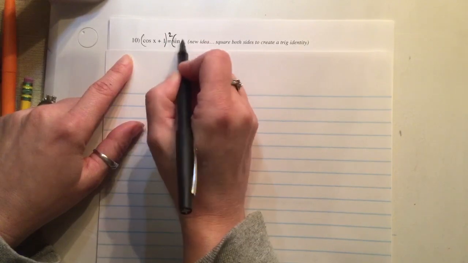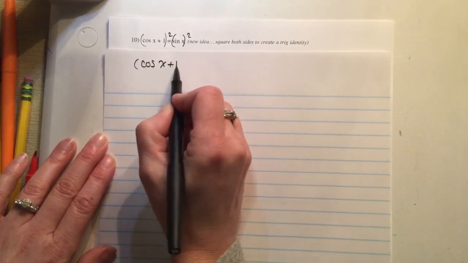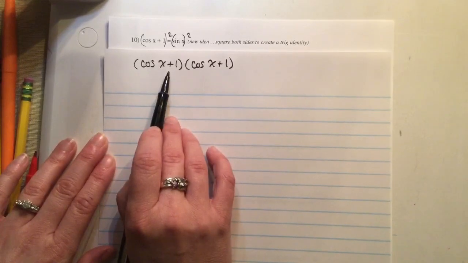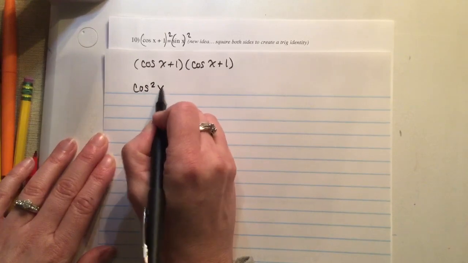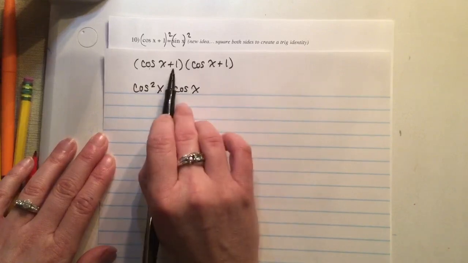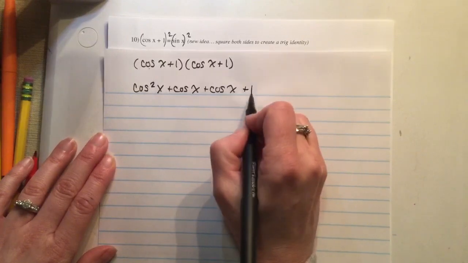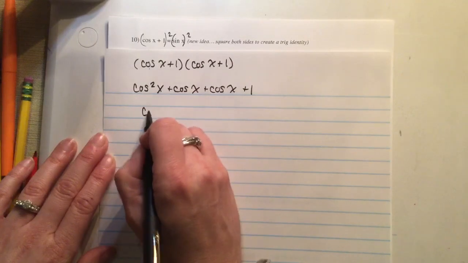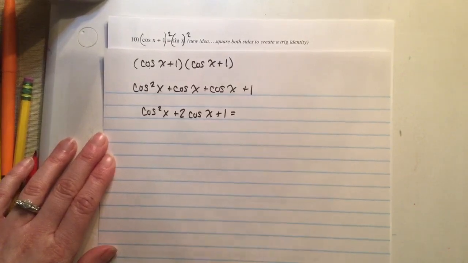So if I square both sides, yes, I am going to have to FOIL this, okay? Cosine of x plus 1, cosine of x plus 1, because I squared a binomial, meaning now I have it twice. Cosine of x times cosine of x is cosine squared of x. Cosine of x times 1 is cosine of x. 1 times cosine of x is cosine of x. 1 times 1 is 1. So on this side, I can combine my like terms. 1 cosine of x and 1 cosine of x. I have 2 cosine of x. That's what the left side is.